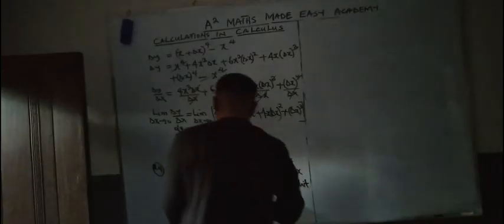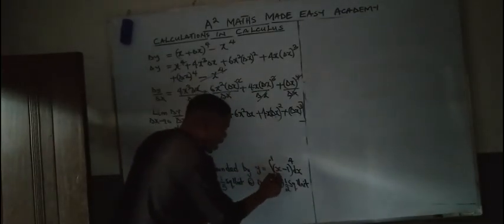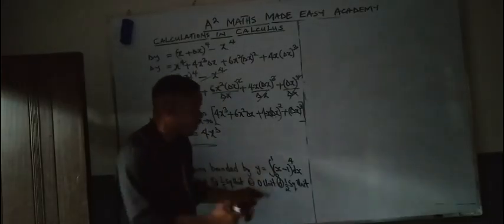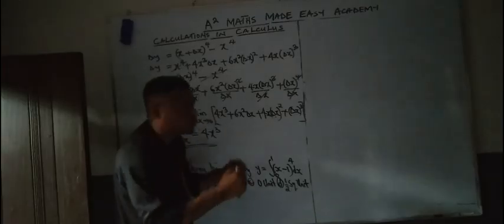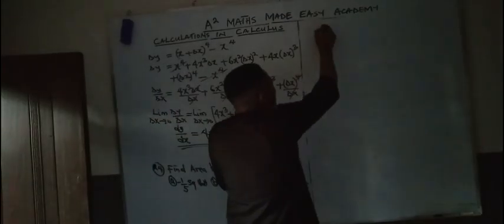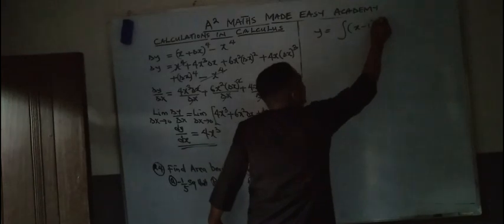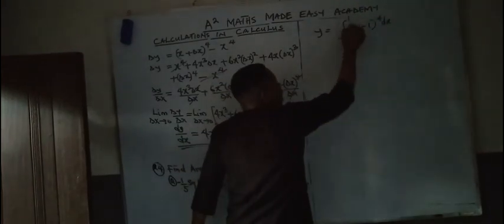I forgot the value bounded is given in the question. Upper limit is 1 and lower limit is 0. So confirm it now. I say upper limit is 1 and the lower limit is 0 in the question. Can we go ahead now? We want to find the area of y. Integral (x minus 1) raised to the power of 4 under dx. Bounded by 1 and 0.